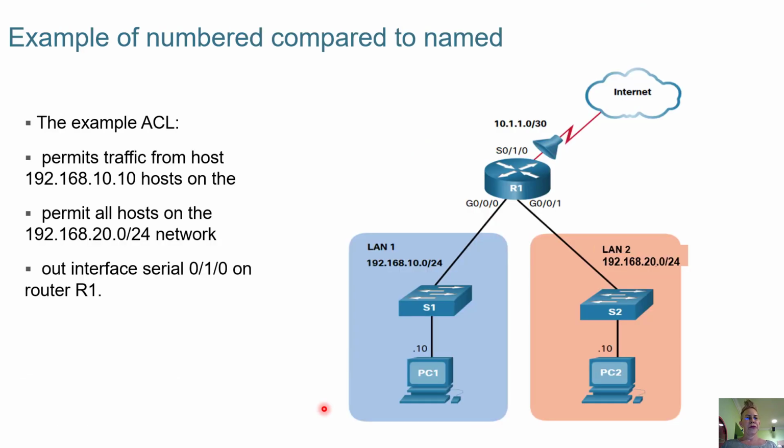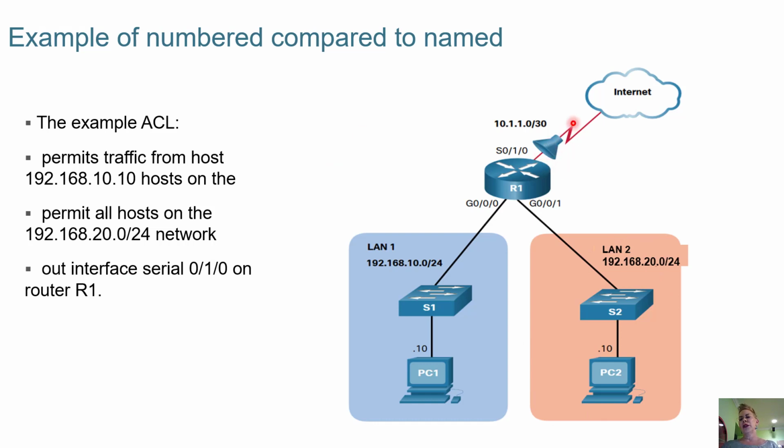Okay. So let's just take a look at the example of a numbered access control list and a named access control list. So we're going to permit traffic from 192.168.10.10, which is this guy down here. We also want to permit all the hosts from this network over here, our 20.0 network.